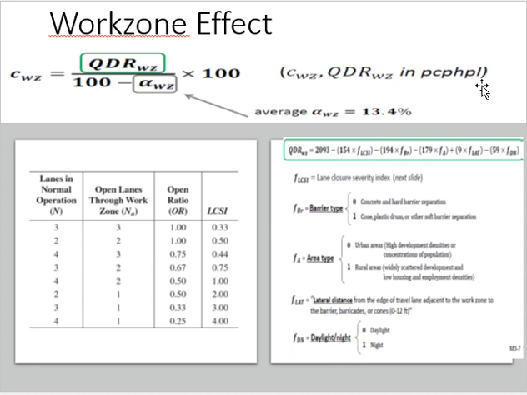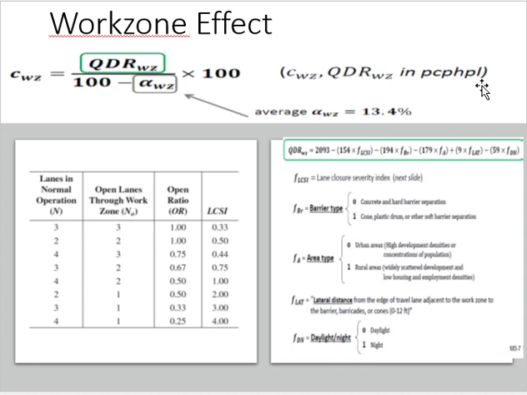In the manual, they have given us a value for it, which is this much. Got it? Alpha means how much capacity is supposed to reduce because of the work zone. How much? This much, and it has a value. QDR has an equation. What is QDR? Q discharge rate. QDR stands for Q discharge rate.